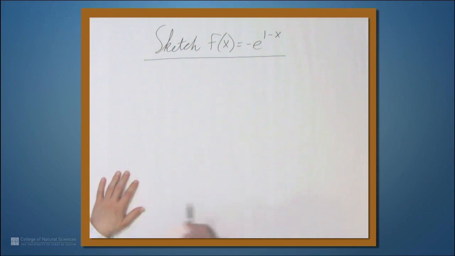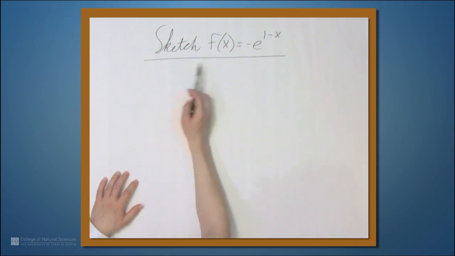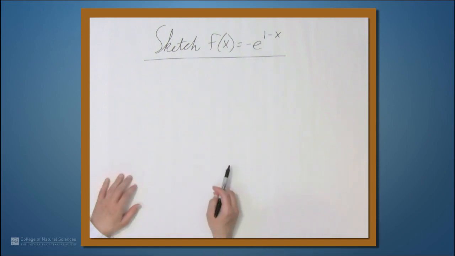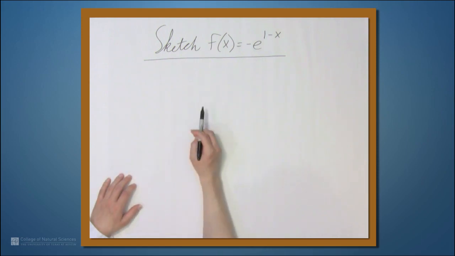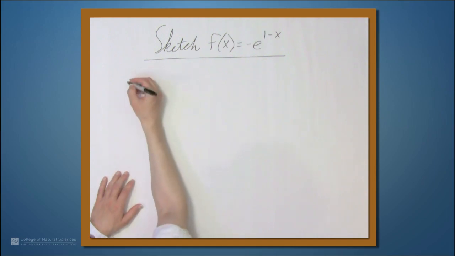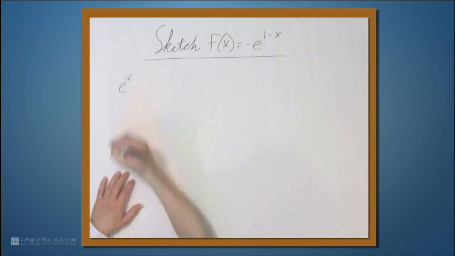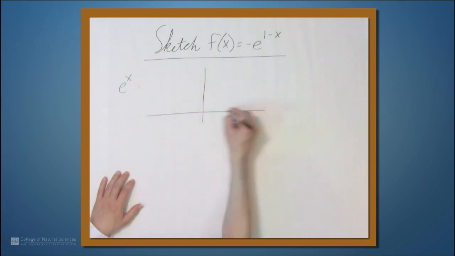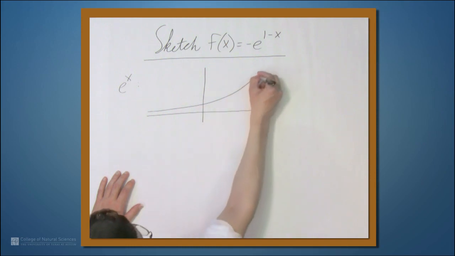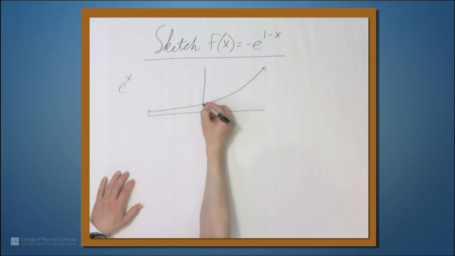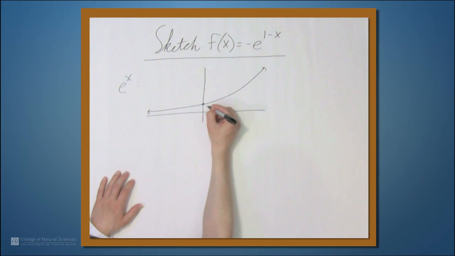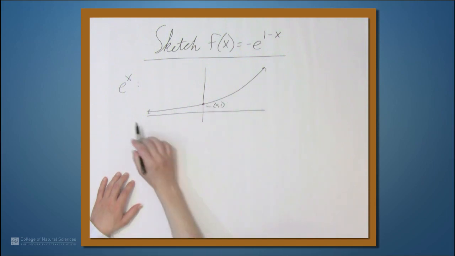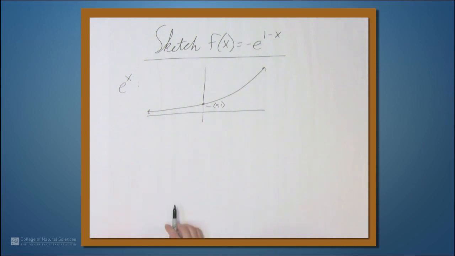So we're here at the example table, and in this video we're going to sketch the graph of the function negative e to the 1 minus x. So as always, when we're sketching graphs of functions, it's good to start with something simple. So let's start by graphing just plain e to the x. This has what I hope is the nice familiar exponential graph form. So it looks like this, and it passes through the point 0, 1. It has an asymptote along the x-axis.